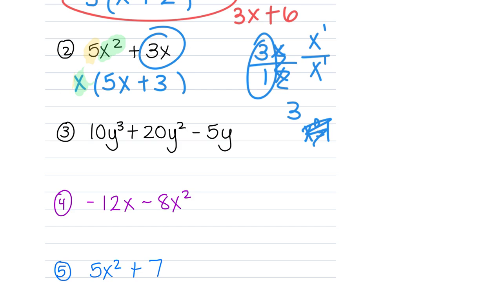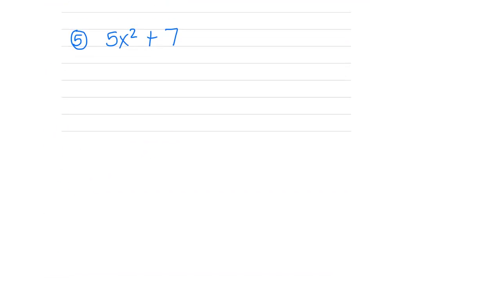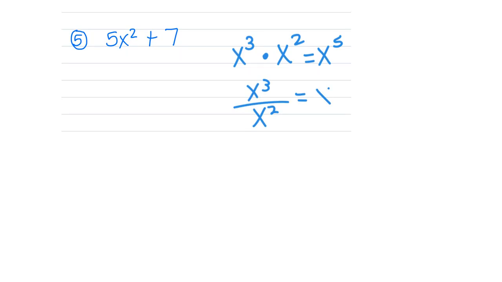When you're multiplying, if I said something like x to the third times x to the second, what would that equal? X to the fifth. We add them. If I said x to the third divided by x to the second, what would you say that equals? X to the first, which is just x, right? Because you subtract. So today we're dividing.